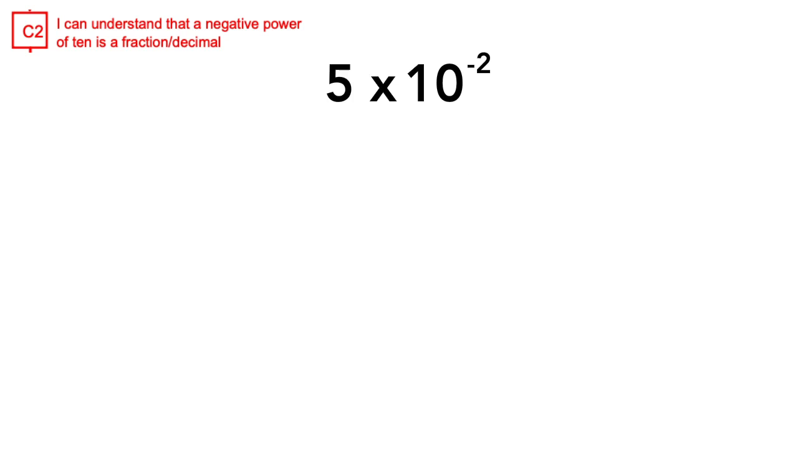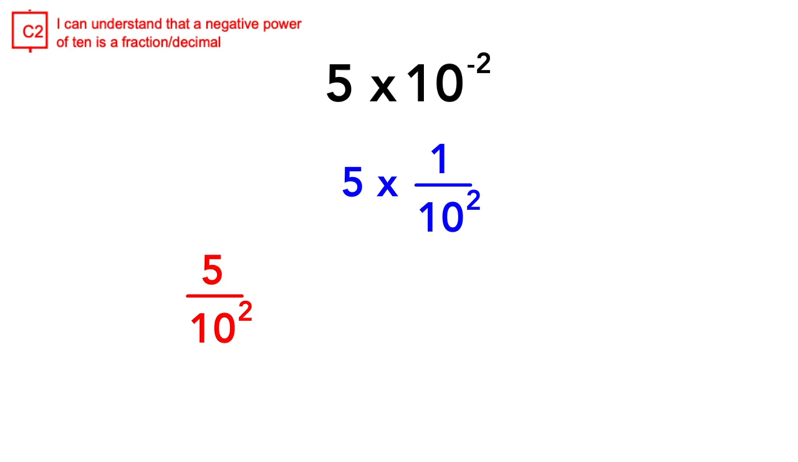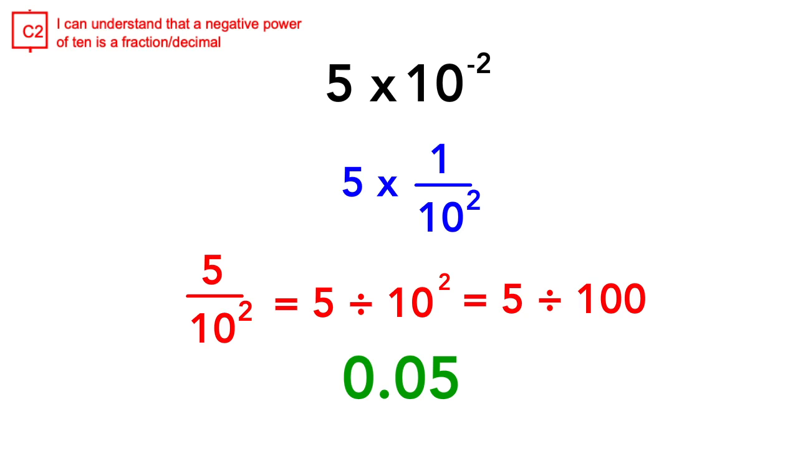We know 10 to the power of negative 2 is equal to 1 over 10 to the power of 2. So 5 times 1 over 10 to the power of 2 is equal to 5 over 10 to the power of 2, or 5 divided by 10 to the power of 2. Since it is a fraction, we know it represents a division. 5 divided by 10 to the power of 2 is equal to 5 divided by 100, which therefore equals 0.05. Therefore, 10 to the power of a negative number is equivalent to a division.